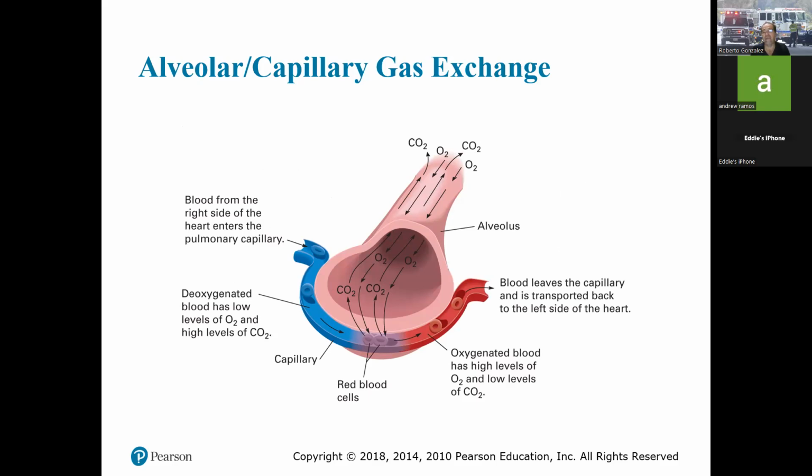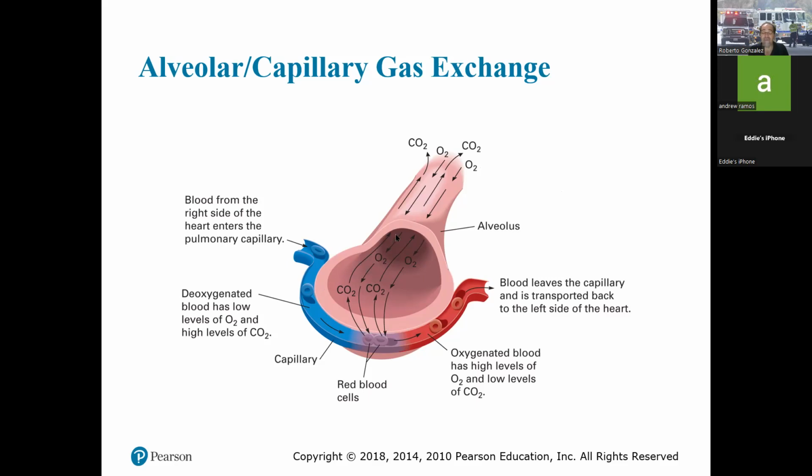Like with everything else, when it comes to gas exchange, we have a process where the body moves the gas from an area of high concentration to an area of low concentration. What that basically states is that you have high concentrations of oxygen right here and low concentration in the blood vessel. So an area of high concentration of O2 will go to an area of low concentration of O2. And at the same time, an area of high concentration of CO2 will go to an area of low concentration of CO2.